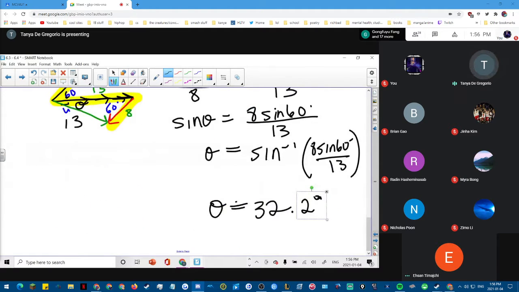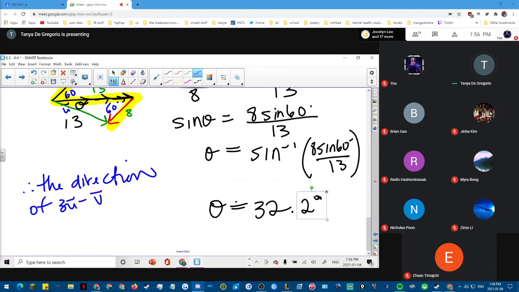Okay. Now what's important here, because this is where a lot of you guys struggle, is how we write this. So we're going to say, therefore, the direction of 3u minus v is 32 degrees, okay, easy. Now, what is the direction of it? What is it doing? Well, we're measuring it from u. And now we're going to say it's away from v.